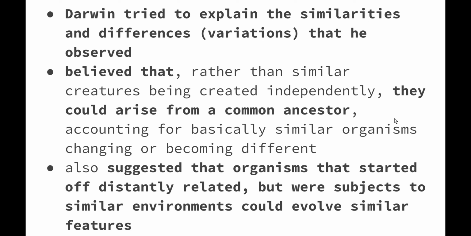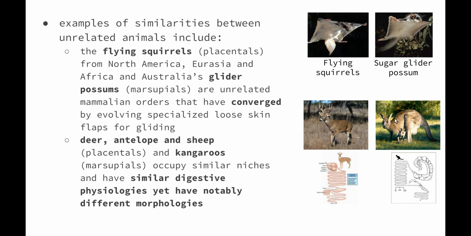So some examples of similarities between unrelated animals that Darwin made were the flying squirrel of placentals from North America, Eurasia, and Africa, and he compared these to Australia's glider possums, which we know are marsupials. So these are unrelated mammalian orders that have converged by evolving specialized loose skin flaps for gliding. Because of the environment that they live in, being able to glide from tree to tree allows them to avoid predators. So this is something that they have evolved over time, even though they've lived in completely different areas.